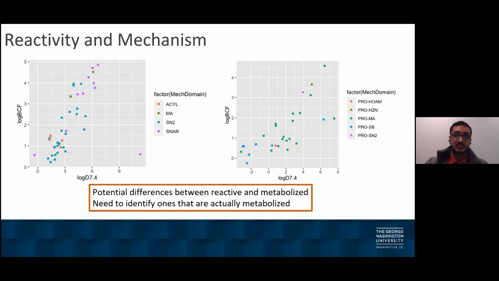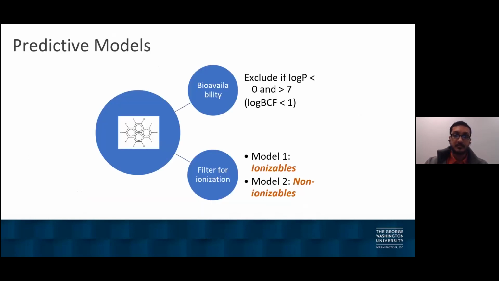So looking closer at the electrophilic reactivity on the left and the metabolic reactivity on the right, we see that there could be a difference. But to elucidate this difference, we need to look more closely at compounds and define actual metabolites, since the data generation only flags potential metabolic transformations. So considering these trends, our model development was based on a few decisions. First, we used a well-known linear range for BCF, where log P is greater than 0 and less than 7. And then for our initial models, we focused on splitting the data into ionizable and non-ionizable compounds.